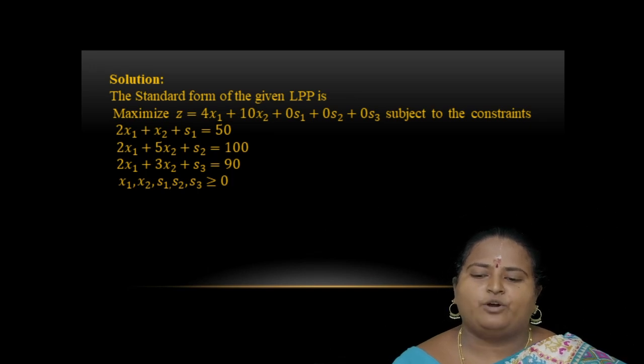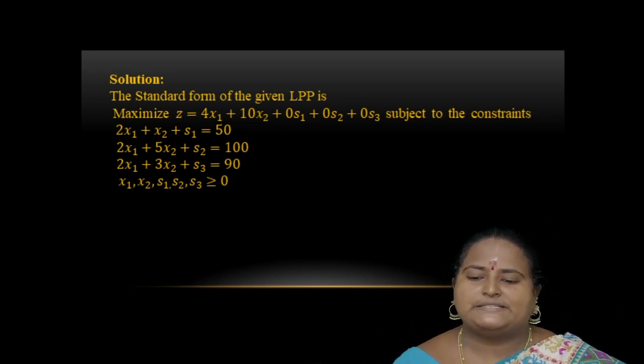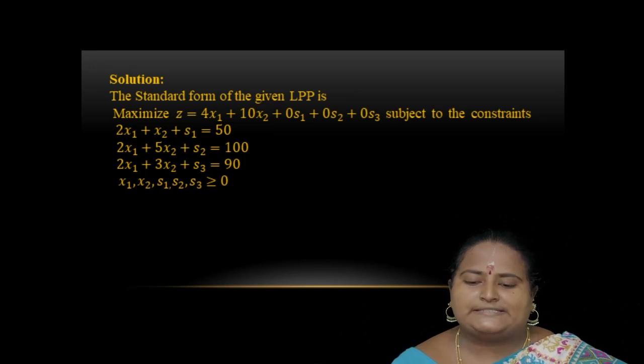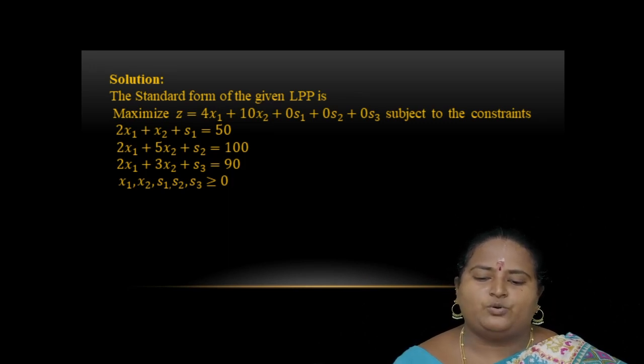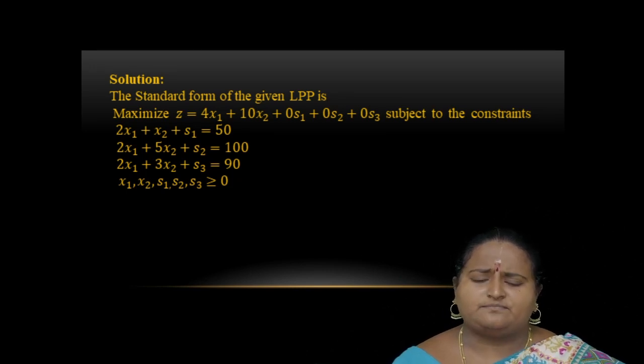So the standard form of the given linear programming problem here is maximize z equal to 4x1 plus 10x2 plus 0s1 plus 0s2 plus 0s3 subject to the constraints 2x1 plus x2 plus s1 equal to 50, 2x1 plus 5x2 plus s2 equal to 100, 2x1 plus 3x2 plus s3 equal to 90, where xi's and sj's are non-negative variables.